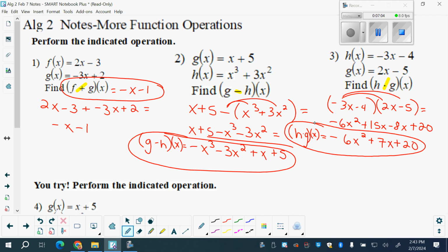So, good so far. Keep going. Simplify it. Good. And then just double check your sign on that. Everything else looks good.